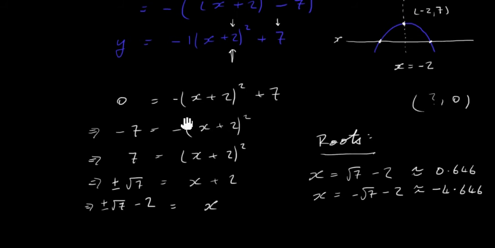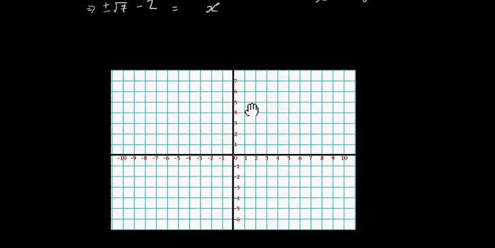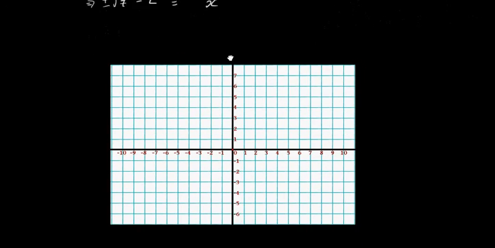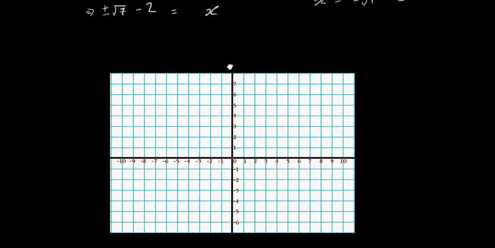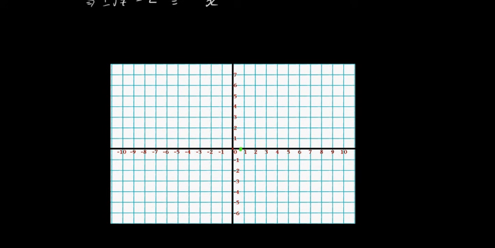So let's just draw that. I have a scale and an axis here. Now we have our roots, so let's put those in first. Our two roots are minus 0.646, so that's going to be somewhere around here. We just put a dot there. Our other one is minus 4.646, so we put another point there, around here somewhere.